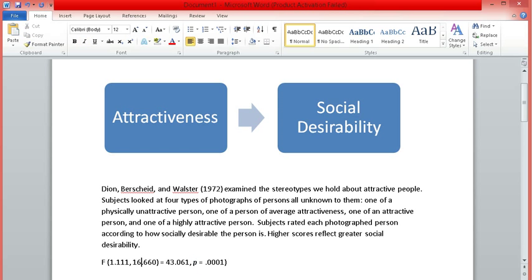Now I'm not particularly sure how you express or identify that this particular result is based on a Greenhouse-Geisser correction. Still have to learn that.